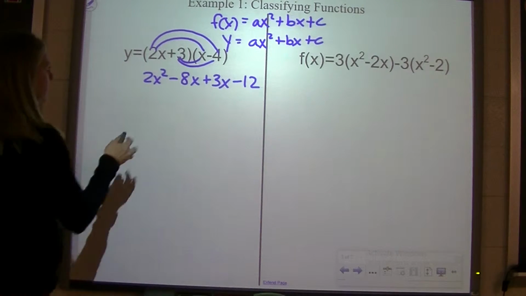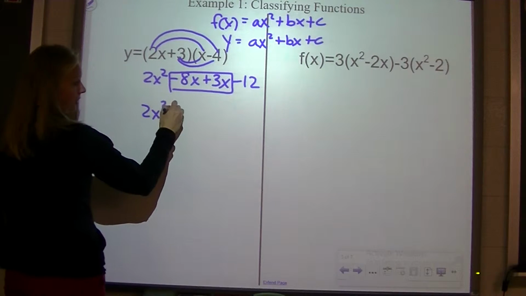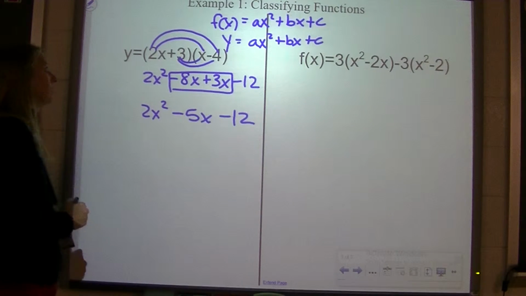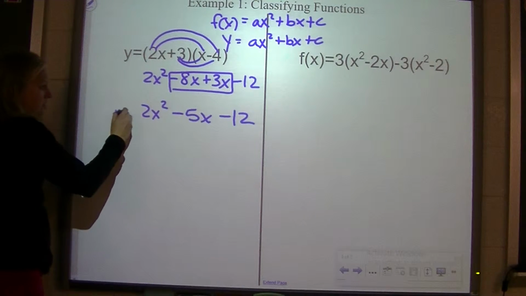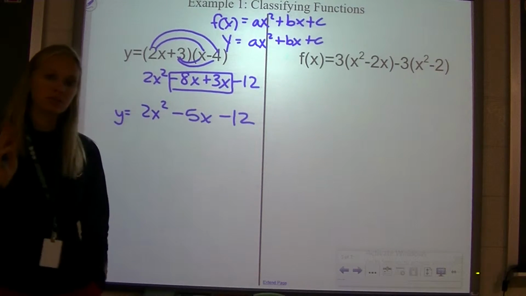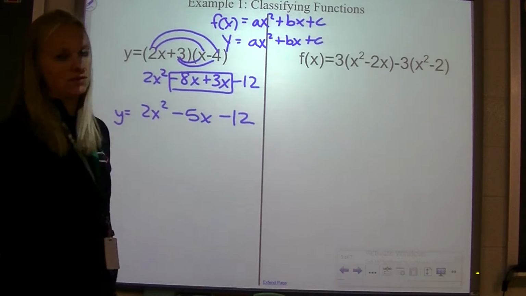So we combine our like terms. So we'll have 2x squared minus 5x minus 12. Okay, so that's this equation. Is it a quadratic equation? Yes, you have an x squared term, and that's because that's the biggest exponent, it's a quadratic equation.